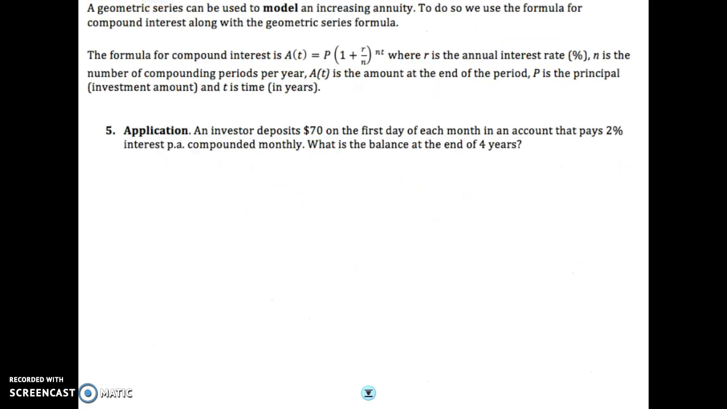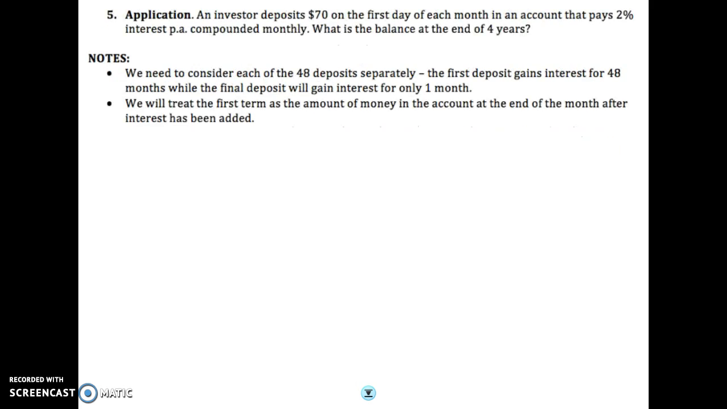Now, I realize that many of you have already worked with things like compound interest, so let me give you a moment to have a go and approach this next application problem from the perspective of geometric series. A couple of additional notes here just to help you out. We need to really consider each of these 48 deposits separately.